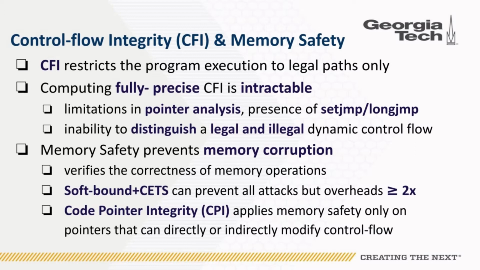Memory safety is a defense mechanism that prevents memory corruption by verifying the correctness of memory operations. While memory safety techniques like SoftBound plus CETS can prevent almost all control flow hijacking attacks, they incur overheads greater than 2x and hence are impractical to deploy online. Code pointer integrity uses memory safety only on pointers that can directly or indirectly modify control flow, thus lowering the overheads of a full memory safety mechanism.